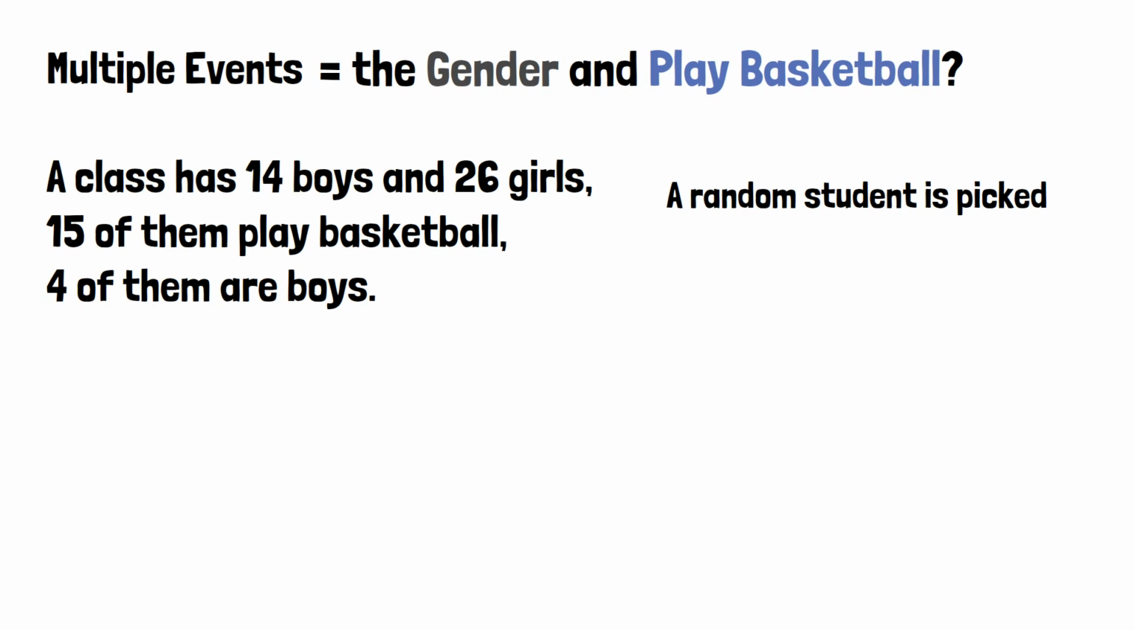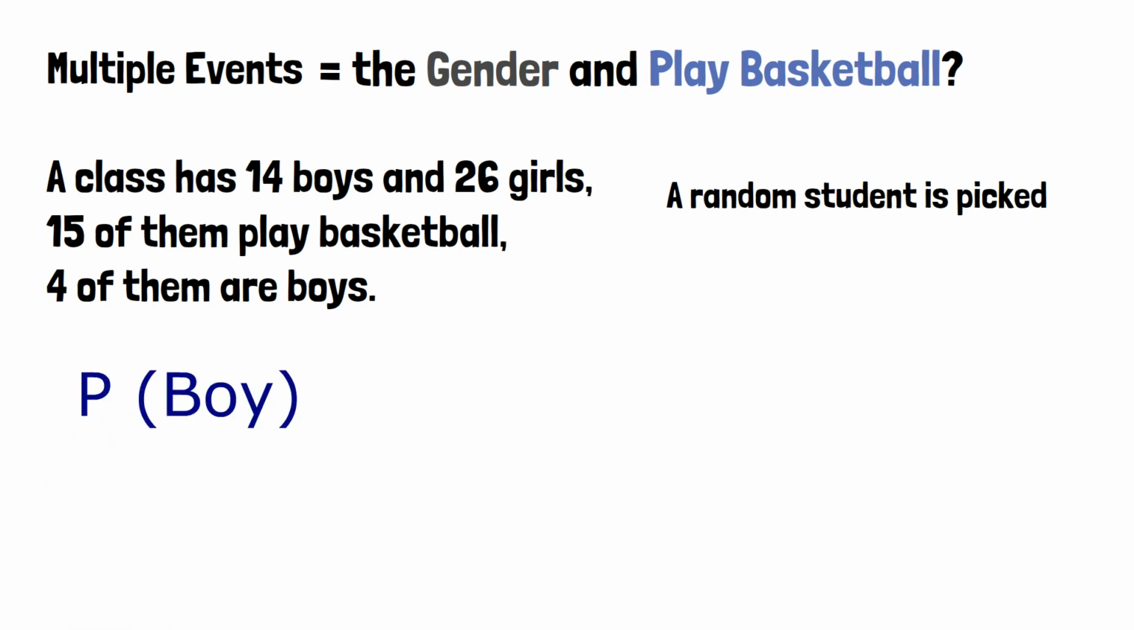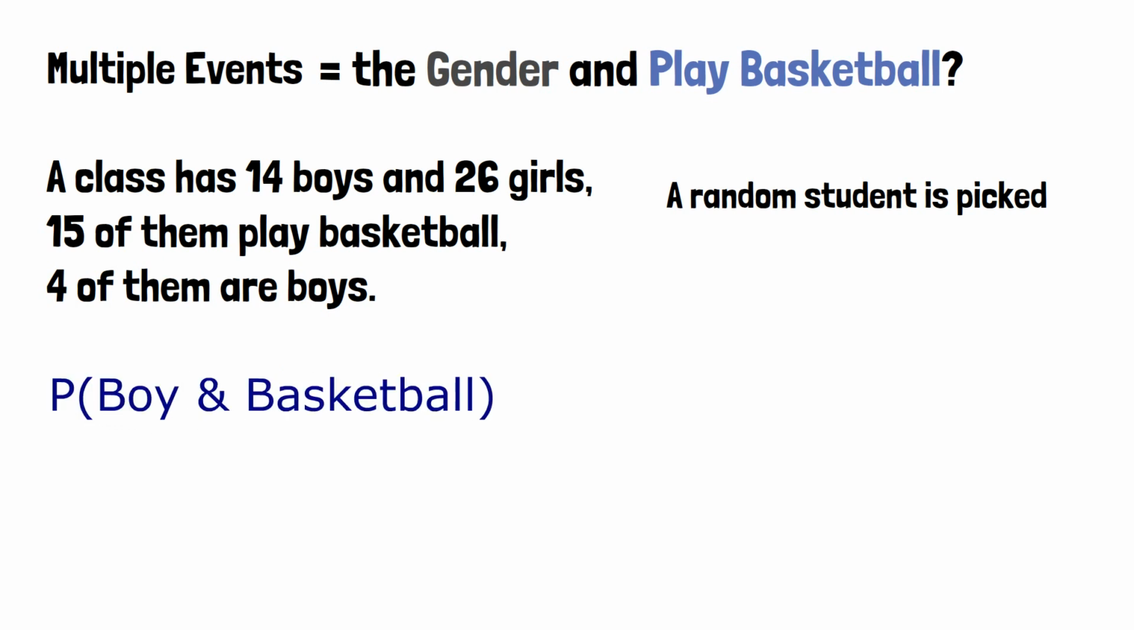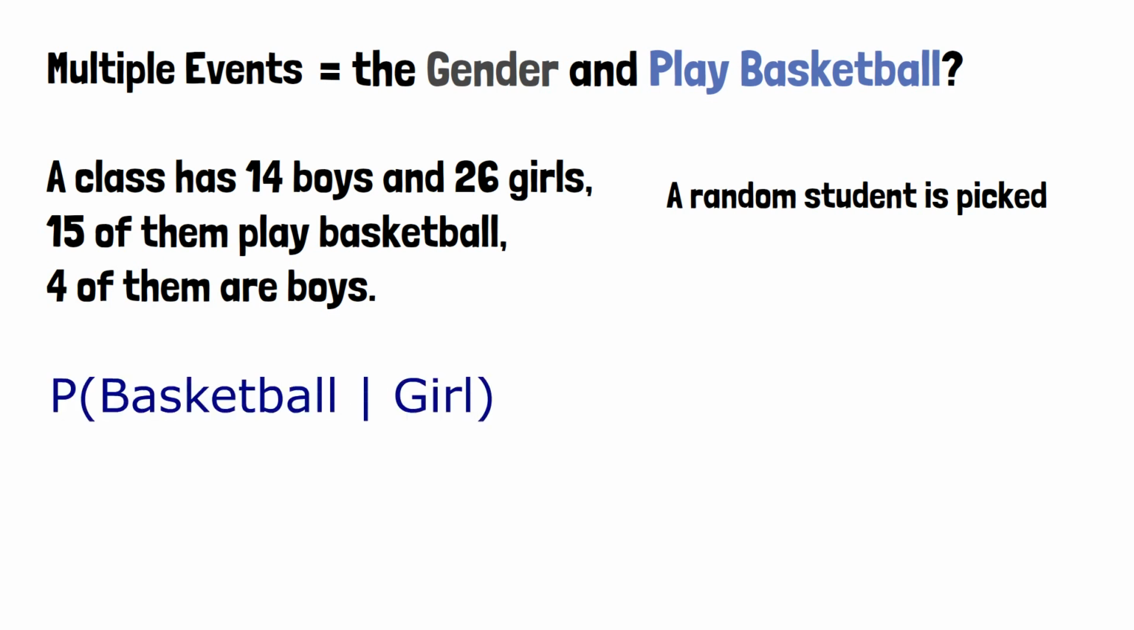So the question can ask the probability that the selected classmate is a boy, this a single event, or ask the probability that the selected student is a boy who plays basketball, this is a double event. It can also ask if the selected student is a girl, what is the chance that she plays basketball? In this case, we can draw a Venn diagram.